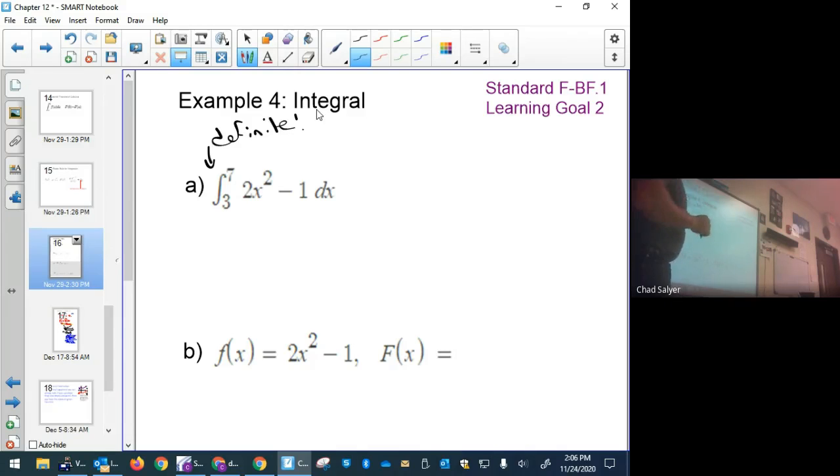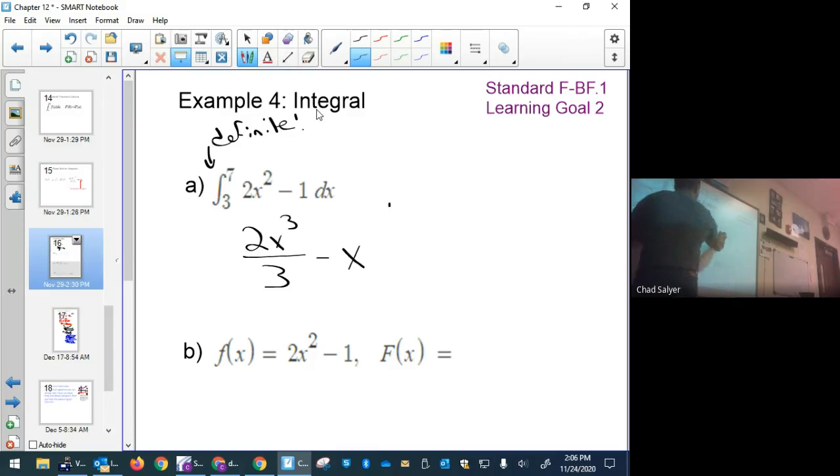It's definite because we have bounds, the top and the bottom, 3 to 7. Now we're going to integrate these terms. So add 1 to the exponent, divide by the new exponent. Now, do you remember how linear terms derive to just the coefficient? Well, in the same fashion, constants integrate to just that much times x. So minus 1 times x.